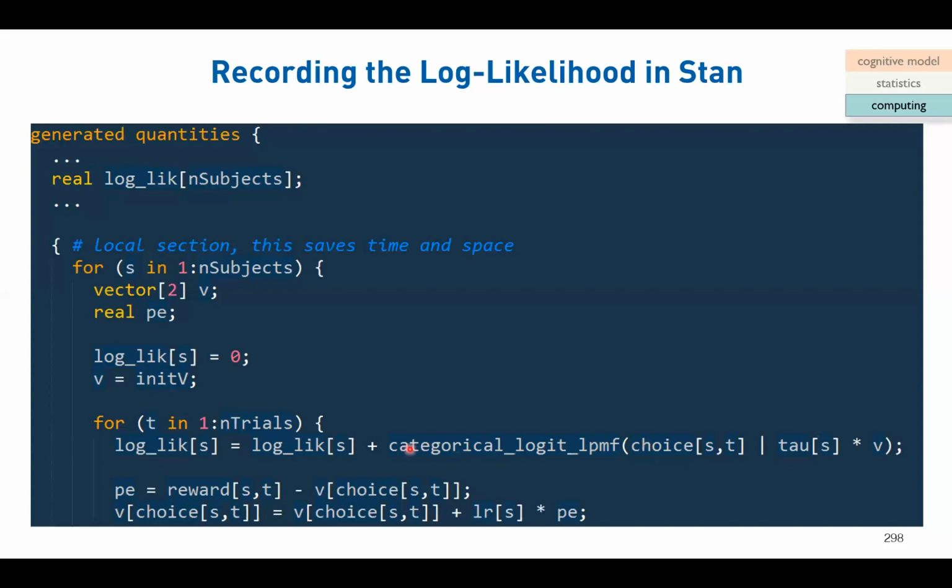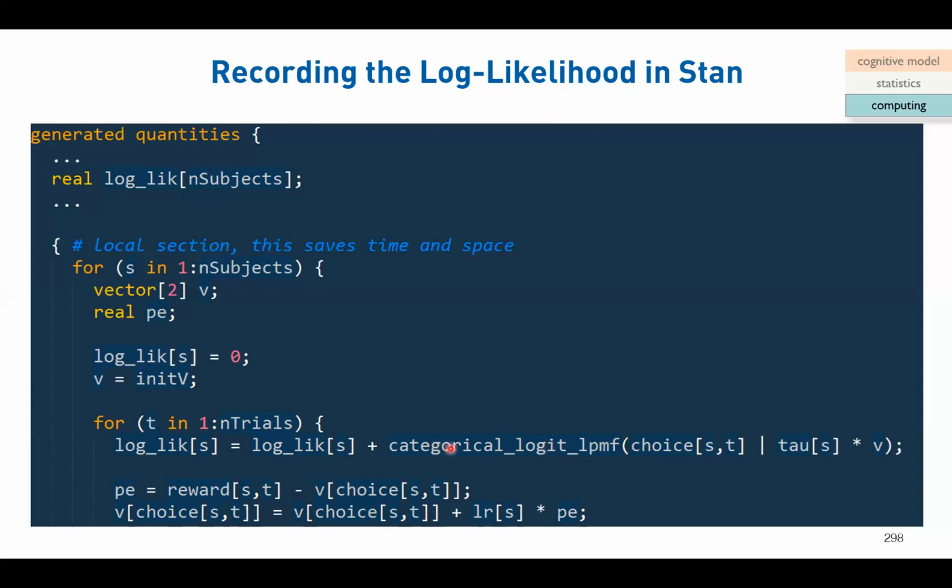We know that categorical logit is the sampling statement, and we know that our data is discrete. And when the data is discrete, what is the term for the distribution? It is not density, it is mass. We use the probability mass function to describe the probability of discrete events. This is something we talked about earlier.